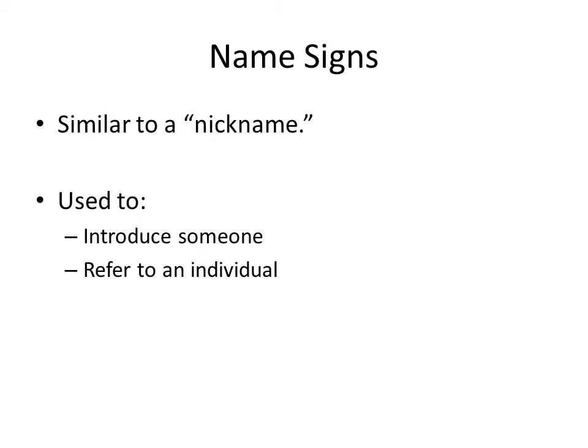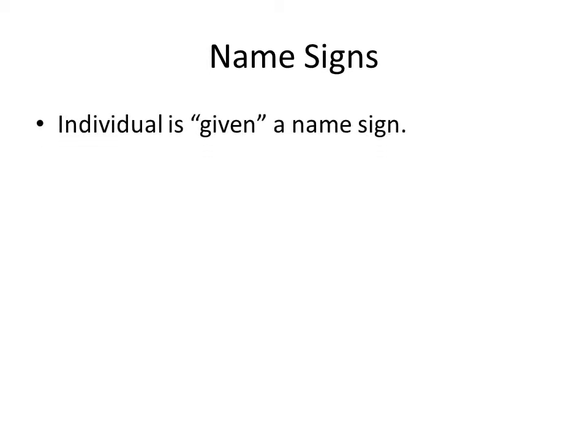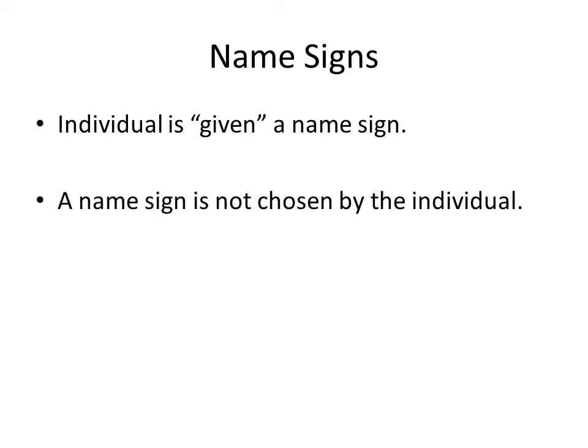A deaf person should assign you a name sign. A very typical method is to take the first letter of your name and put it in a location of a sign that means something that you do. A person cannot give himself a name sign. Someone needs to come up with a name sign for an individual.